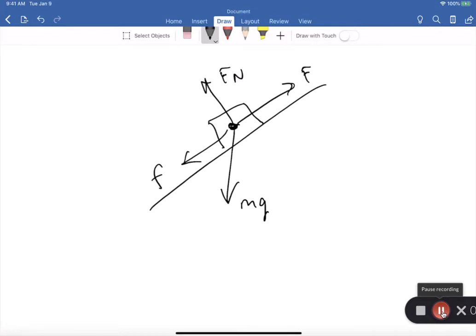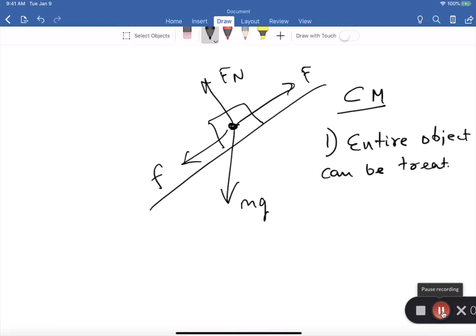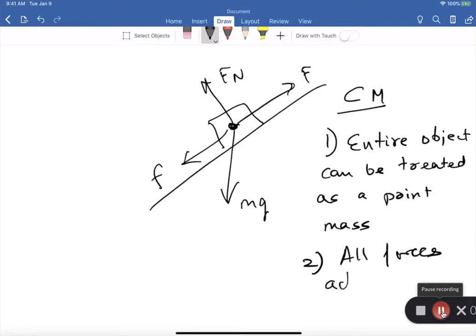So the center of mass is that one point associated with an object, which allows you to pretend that the entire object can be treated as a point mass. And the second wonderful thing that the center of mass does for you is that you can pretend that all forces act at that one point.